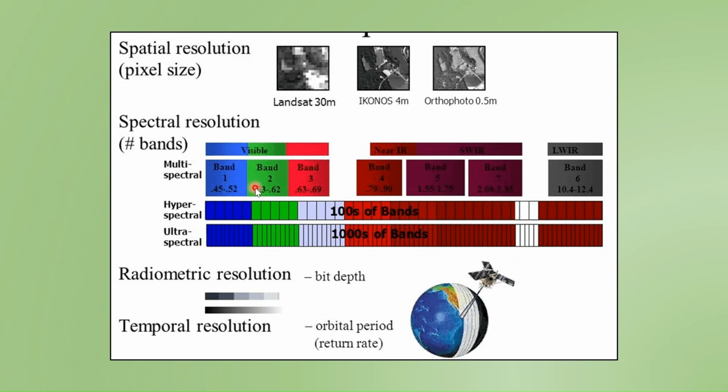So now concluding spatial, spectral, radiometric and temporal resolution. Spatial resolution is with respect to the pixel size. Spectral resolution is with respect to the band. The narrower the bandwidth, the finer the spectral resolution. Radiometric resolution is related to the bit depth. The more bits, the more shades. Temporal resolution is related to the return rate or the revisit time of the orbiting platforms.